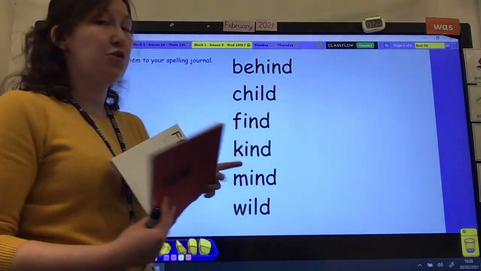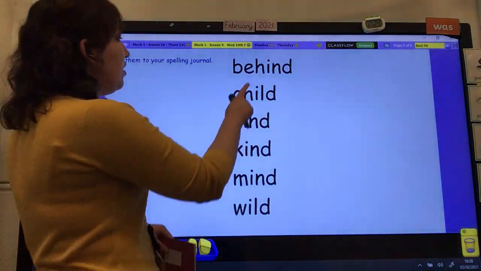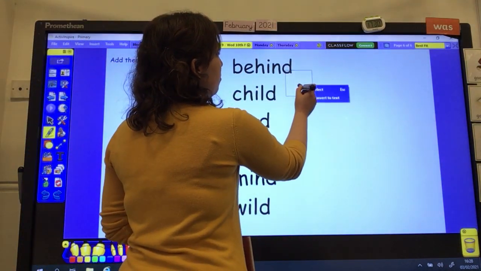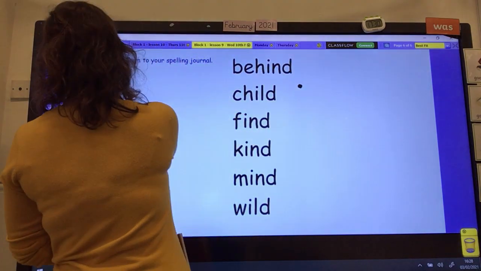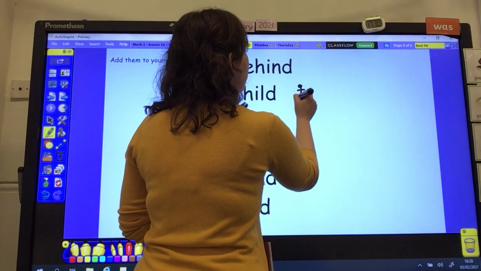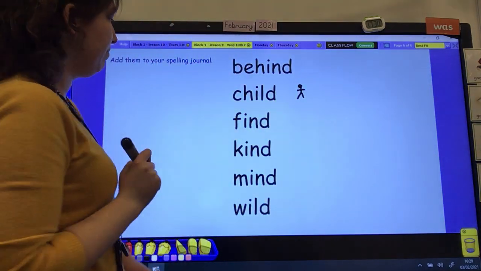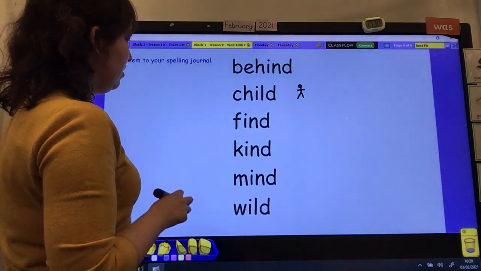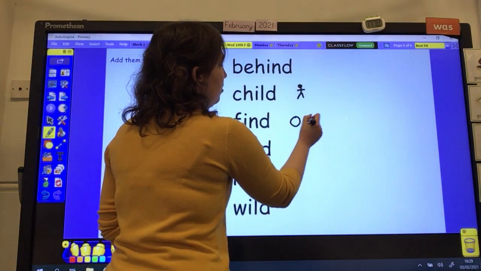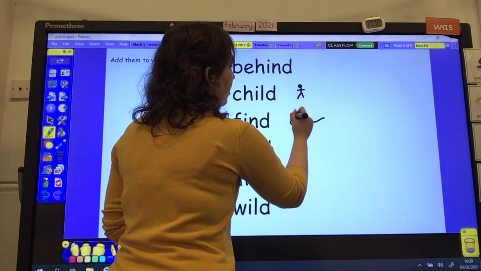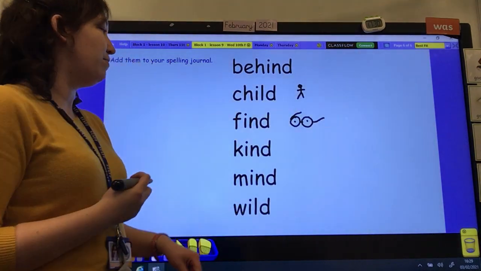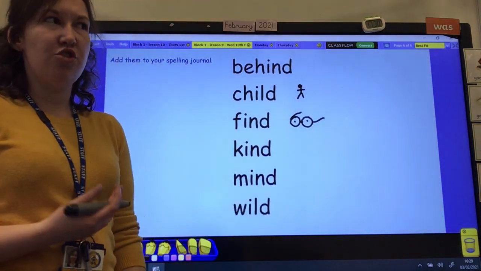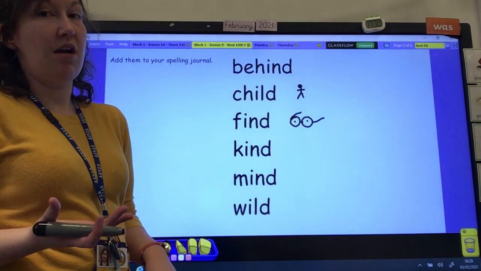Now remember, you can add a little picture if you want to help you. So next to child, you might want to draw a little stick person to remind you it's a child. Maybe find, you could draw a pair of glasses or an eye to show you that you're trying to find something. Kind, you could draw a heart to show that you're being kind.